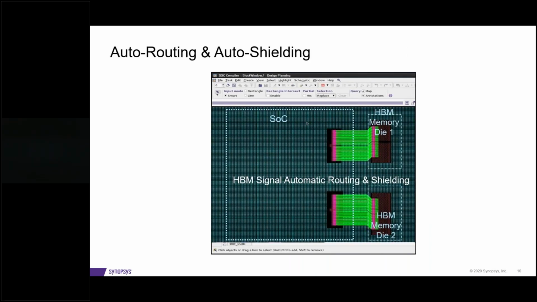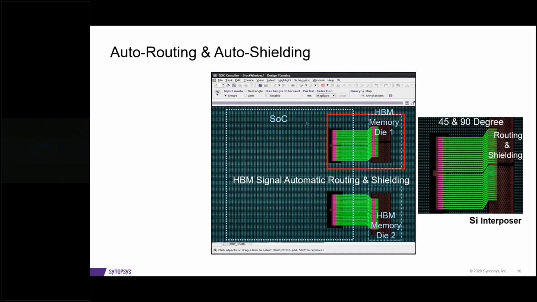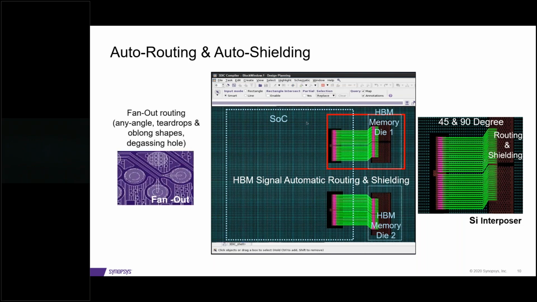So auto routing, like I mentioned, auto shielding. This is an example of a single SoC maybe connected to 2 HBM dies, stacked dies. They require shielding. All those thousands of connections, as you see, you are able to do with the optimal tool, auto routing and auto shielding, with the most density. This would be ideal for a silicon interposer, which is traditionally done in 45 and 90 degree angles. Whereas if you're going to fan out, you're talking about any angle routing, teardrop, the oblong shaped devices that you have to deal with, or the degassing holes that need to be placed.